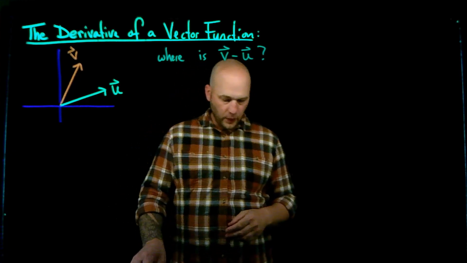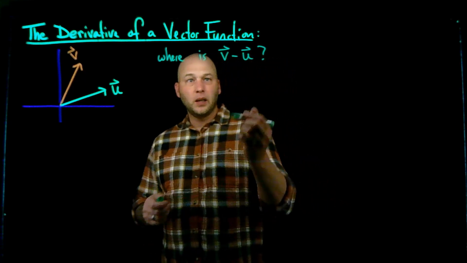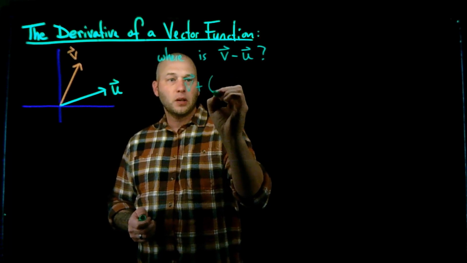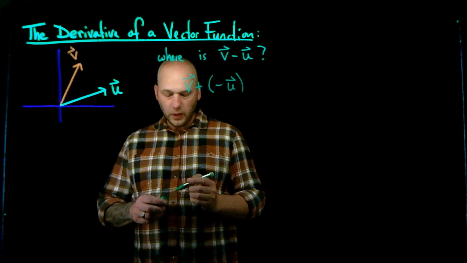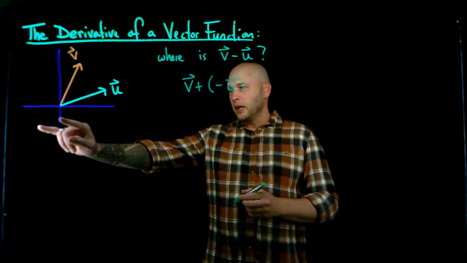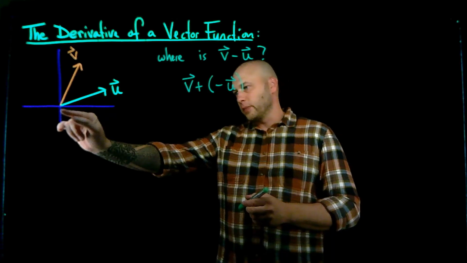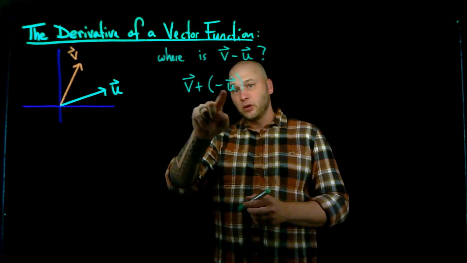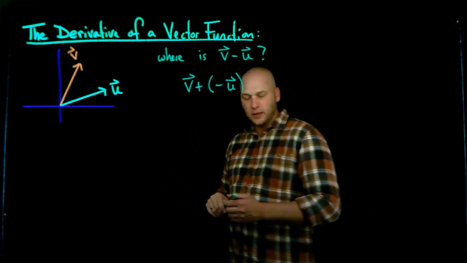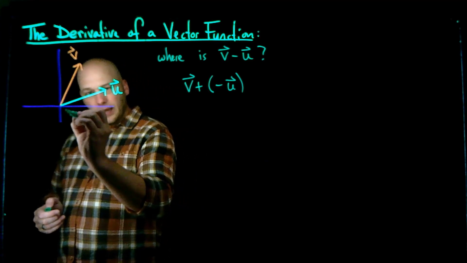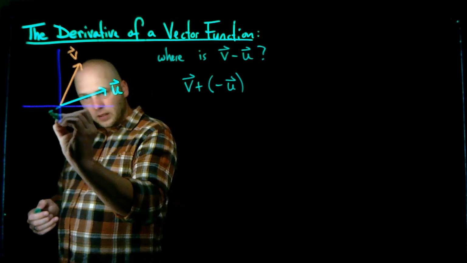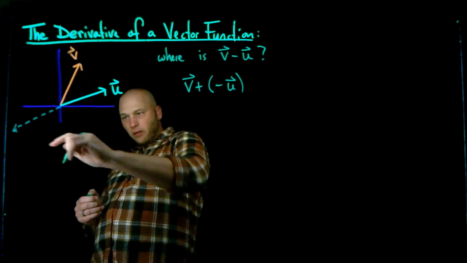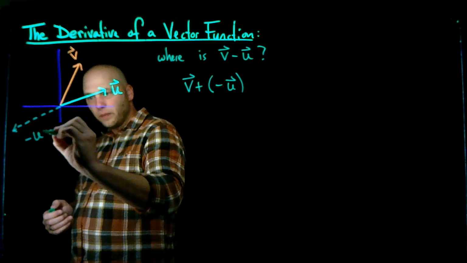Well, here's what I'm going to do. In order to do v minus u, I'm going to do v plus negative u, because negative u is just a reflection of the vector u, so it's going to be the same line segment just going in the opposite direction. And then to add those two vectors, we use the parallelogram law. So let me take a look at what negative u would look like. Again, it's going to be the same length going along the same line segment, just in the opposite direction. So this right here, that looks about right. This would be the vector negative u.